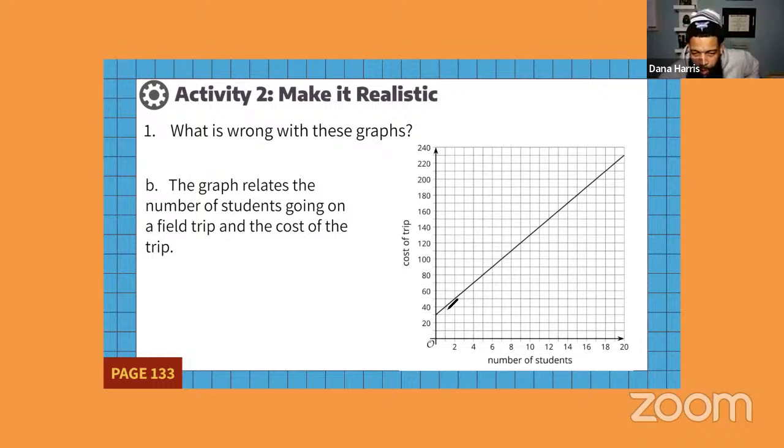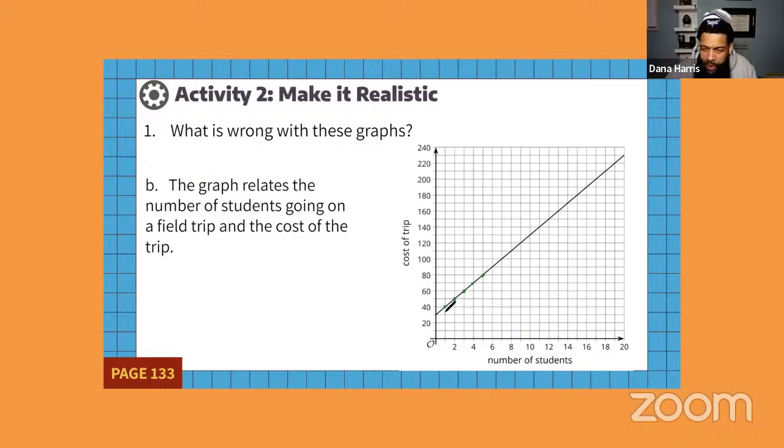All right, so what is the cost of 1 student? $40. The cost of 2 students is 50. Cost of 3 students is 60. Cost of 4 students is 70. The cost of 5 students is 80. Now, it says, what's wrong with this?